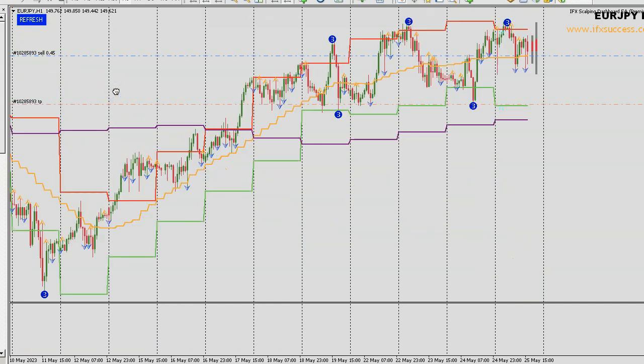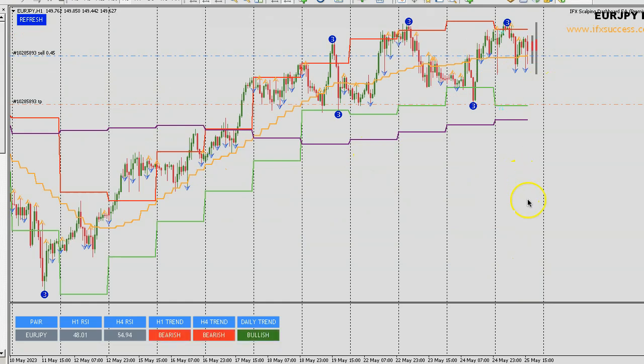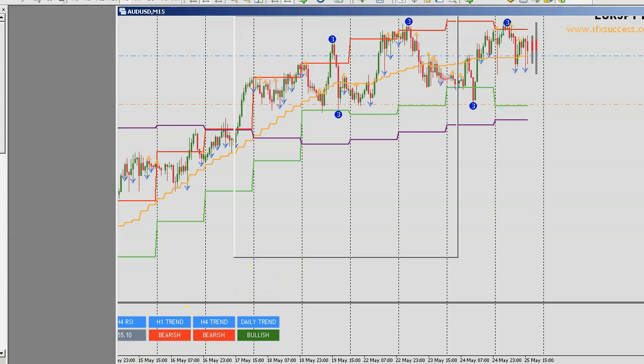Let's just see what euro yen is doing. Again, the market has been really crazy because, well, the world is going upside down right now. So just take a look at it. Let me know what you think.